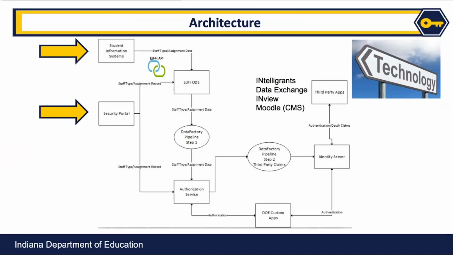Third-party applications or customized off-the-shelf products utilize standard OAuth authentication and claims from the IDOE system to integrate. Examples include IDOE's new IntelliGrant system, the Data Exchange Validation Portal, the InView CMS system, and logging into IDOE's Moodle platform.